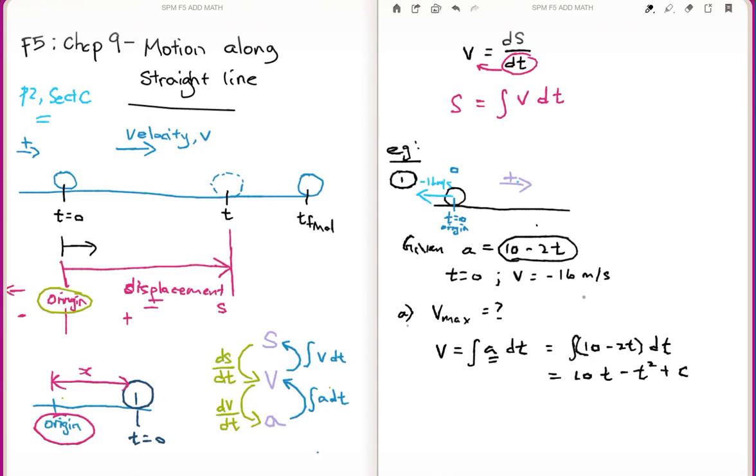But you were told that when t is 0, v is negative 16. So negative 16 equals c, and therefore my v is 10t minus t squared minus 16.